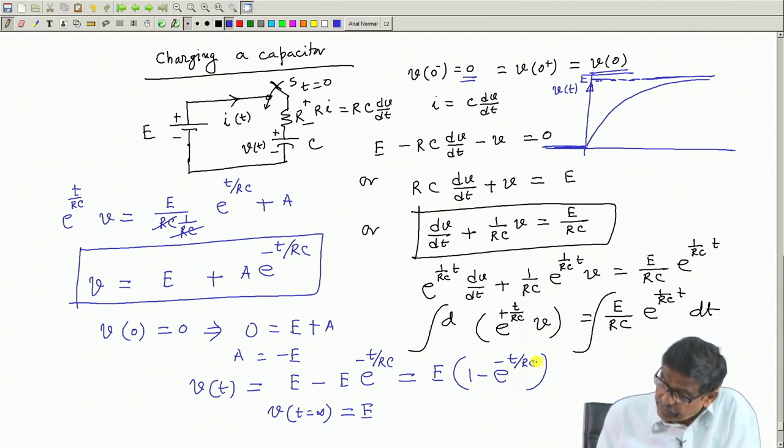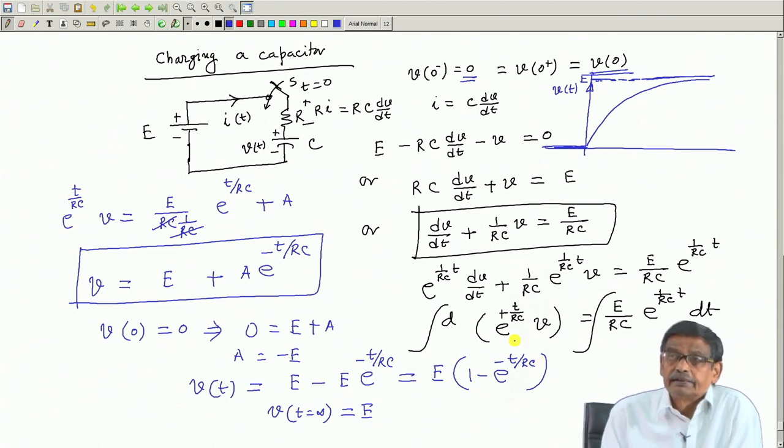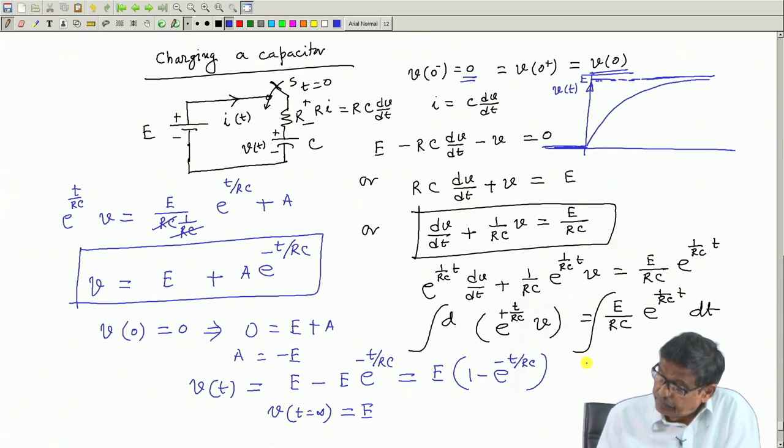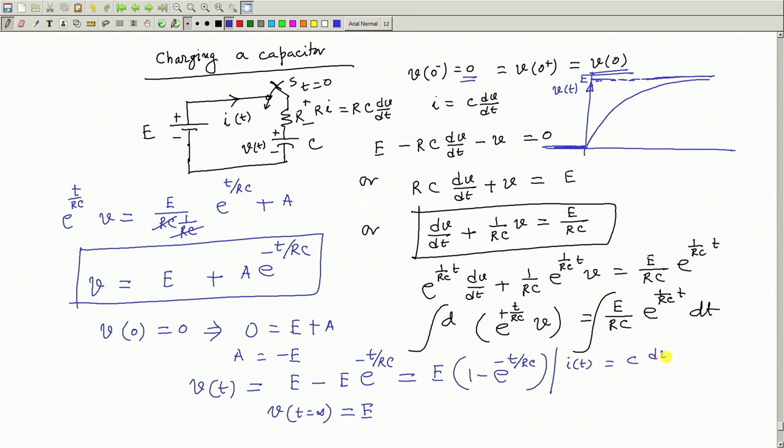And if you wish, you can find out how current changes with time. So, to find out current, what you have to do is this: i(t) will be equal to C dV/dt.